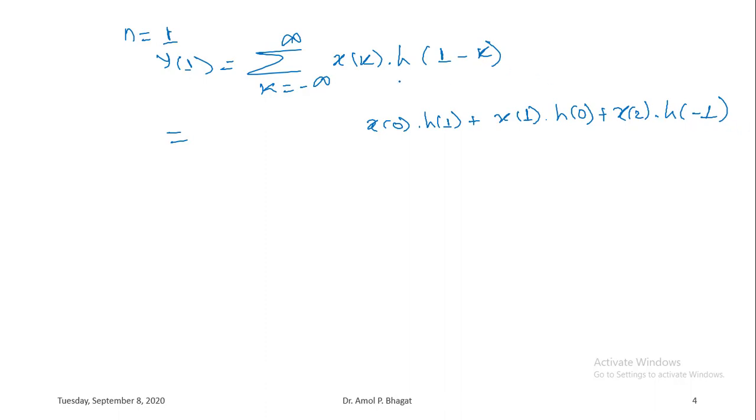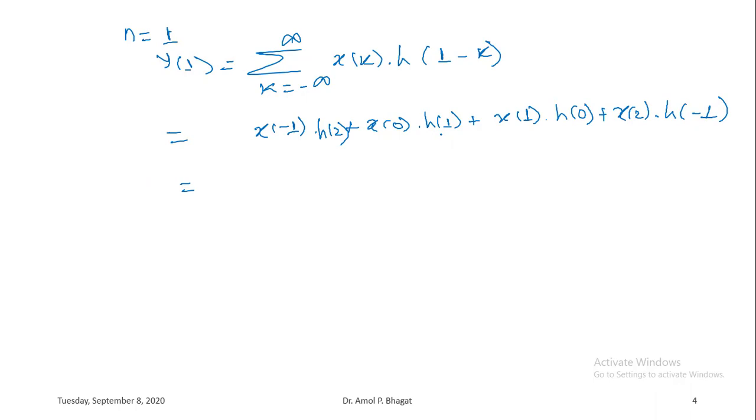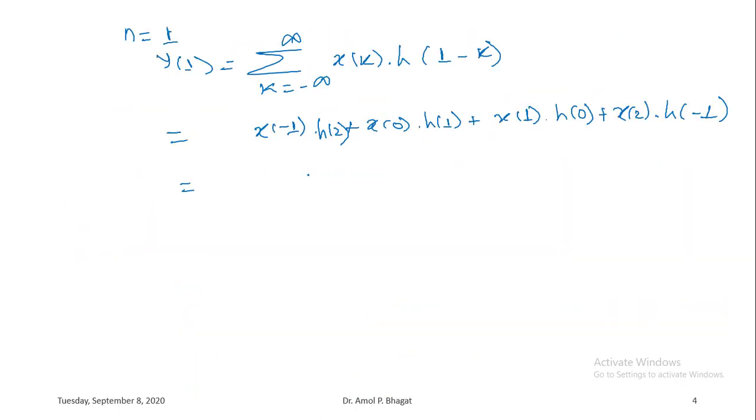X of 3 is not there, so it is 0 basically. Similarly, x of minus 1 is 0 as per the given sequence. If I substitute minus 1, it will be h of 2, since 1 minus minus 1 will be h of 2. Similarly, x of minus 2 is 0, so no need to compute it. Again in the given sequence, x of 0 is 1 multiplied by h of 1. H of 1 is 2 and x of 0 is 1, so 1 multiplied by 2 will be there.